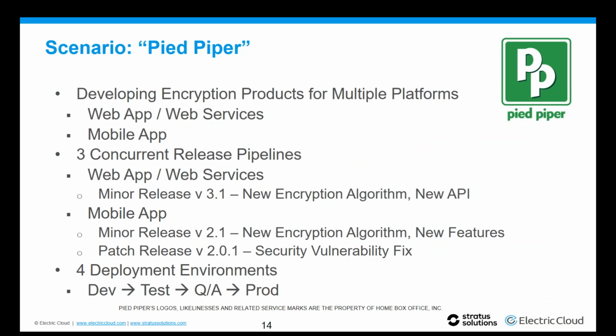They're producing a web app and a mobile app. The web app contains some web services that are consumed by the mobile app. We're going to show how they have three concurrent releases going on now. They're working on a minor release for both their web and mobile app that adds a new encryption algorithm. The web app produces an API that the mobile app will consume, so there's a bit of a lag between the web app release and the mobile app. And there's also a patch release they're working on with the mobile app to fix a security vulnerability.